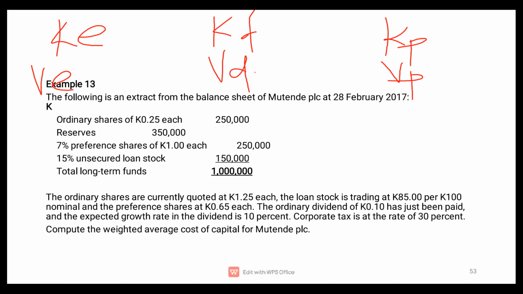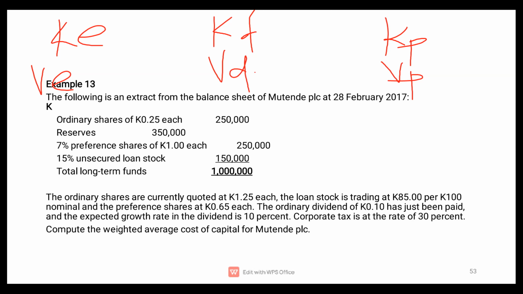So in short, the capital structure of this company is equity, debt, plus preference shares. It also has the reserves, but we are not factoring in the reserves. We are just talking about the long-term funds: ordinary shares, preference shares, and the debt, the loan. We start with, what do we start with now?